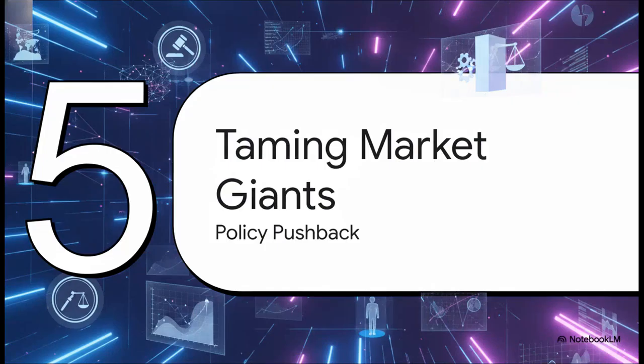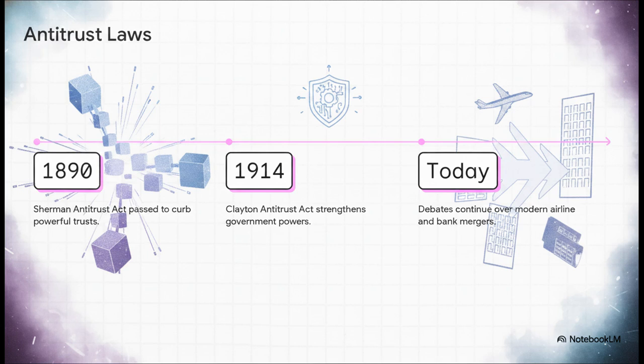Finally, we reach Phase 5, taming the market giants. How exactly does society respond to all these inefficiencies? Historically, how has society fought back? Well, the government gets its power to fight monopolies from a series of antitrust laws aimed at preserving free competition. This whole push started back in 1890 with the Sherman Antitrust Act, which was designed to curb the massive dominant trusts of that era. Then the Clayton Antitrust Act of 1914 strengthened those powers.